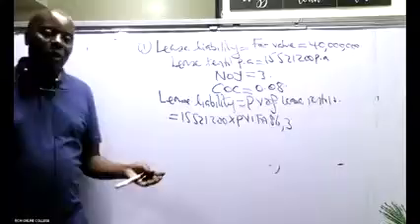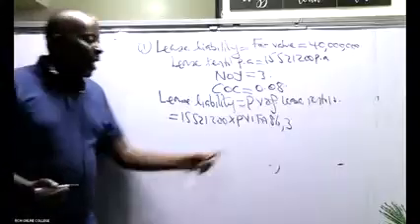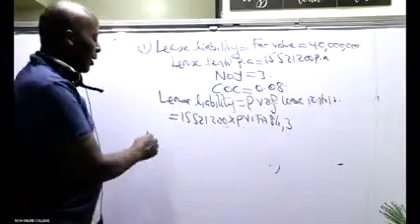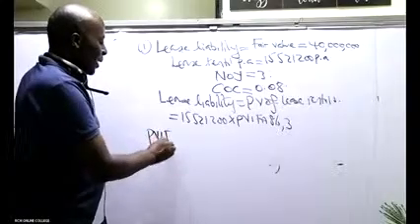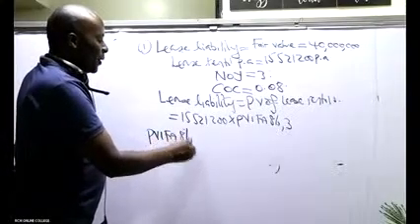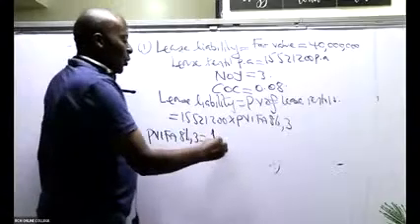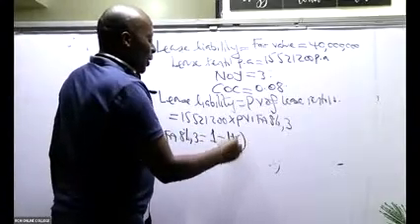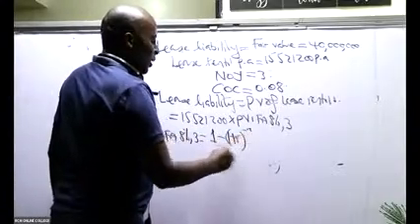So then my work is very easy. I need to come and get this PV for 8% for 3 years. I know the formula is 1 minus 1 plus R raised to negative n, divided by R.